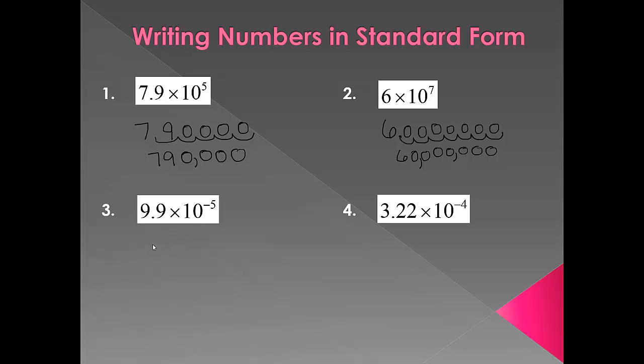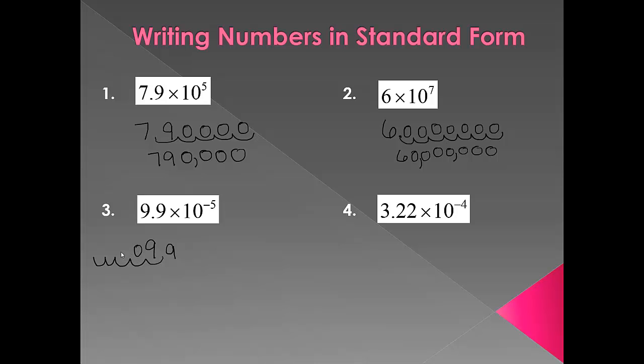For number 3, we have 9 9/10 times 10 to the negative 5th power. So we have 9.9, which is 9 9/10. The exponent that we have is negative 5, and the absolute value of negative 5 is 5. So we're going to move our decimal 5 places. Since our exponent is negative, we're going to move to the left. So we have 1, 2, 3, 4, 5.